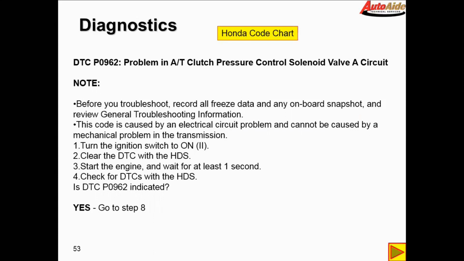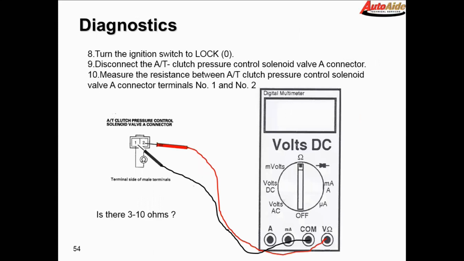So we go over to the transmission and it says we have a problem in the AT clutch pressure control solenoid valve A circuit. And then there's some notes here: before you troubleshoot, record all freeze frames. Pretty straightforward stuff. And then clear the codes, retest. Is the code indicated? Yes, you go to step 8. And here they're going to run you through a bunch of resistance tests, that kind of stuff. And it's basically, does it meet the specifications?